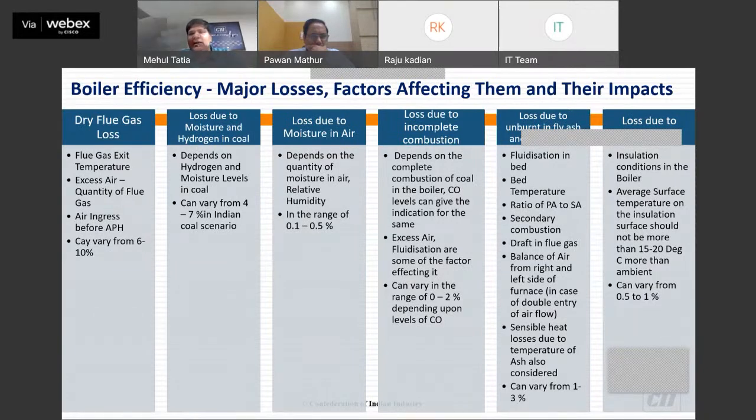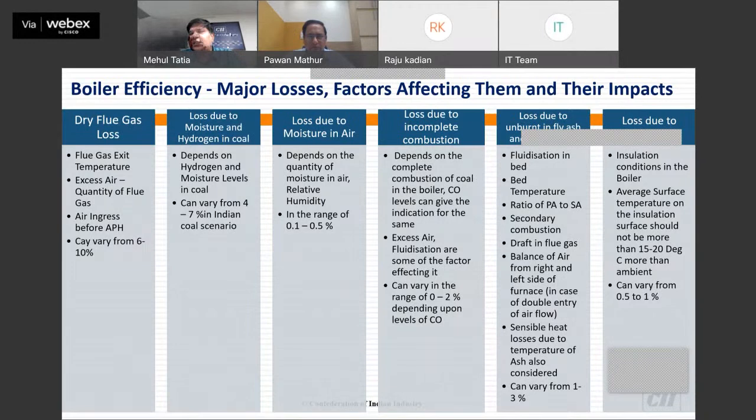Then another thing is incomplete combustion, which is also under the control of plant people. So, what is the carbon monoxide percentage in your boilers? In good plants, we have seen less than 20 ppb, but in some of the plants where the oxygen levels are not good, the combustion is not happening properly, the CO can increase beyond 300 ppb also.